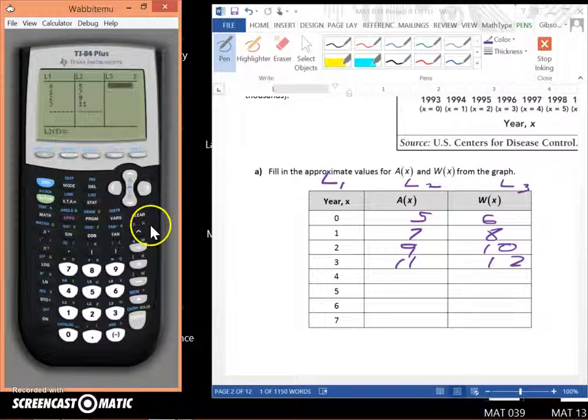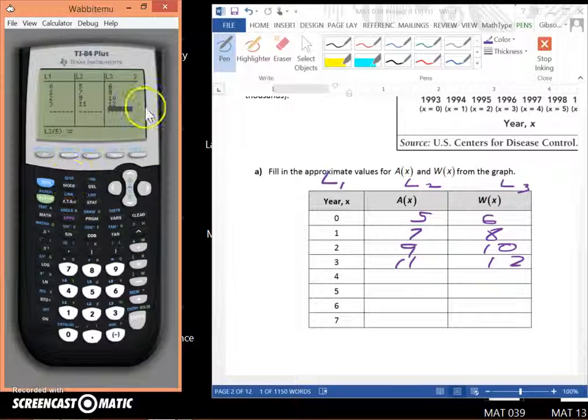Now we will go to L3. We will have 6, 8, 10, and also 12. Okay, now, the reason why we have L1, L2, and L3 is because on the next page, they're asking you for an equation for A of x and W of x. They're asking you for a linear regression on the next page for both. So that's why we needed the L3, because we have to account for both of these.